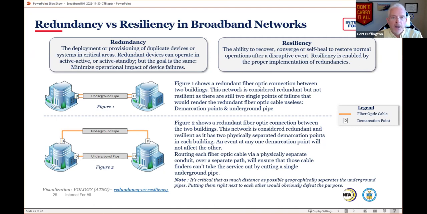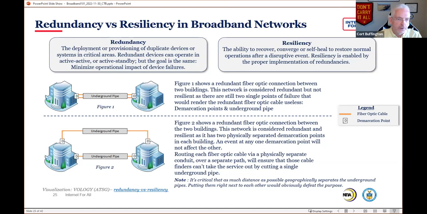problem. In order to attain that kind of resiliency in a network, we need to have redundant elements, that is, redundant paths. So if there's a problem with one path, then you have another one available. But I also want to point out that just having redundancy doesn't necessarily give you resilience. We have two pictures here. In figure one, you see two buildings and an underground pipe or a conduit connected between them. There are two fiber optic cables that are used in that single underground conduit.